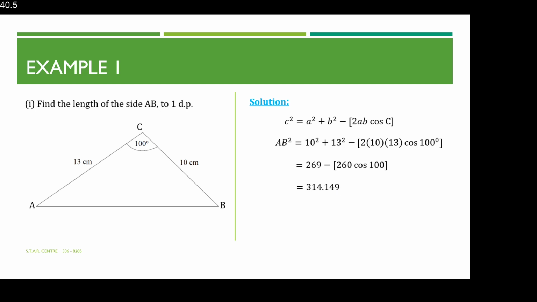So putting this into the calculator, 269 minus, open bracket, 260 cos 100, close bracket, this gives us 314.149. But notice that this is equivalent to AB squared. We just need the side AB. So therefore, AB would be the square root of that, which gives us 17.7 centimeters to 1 decimal place.